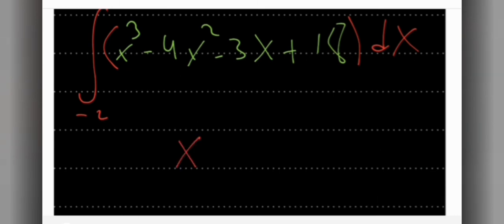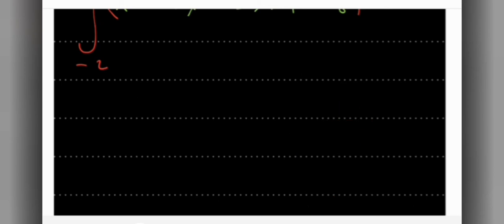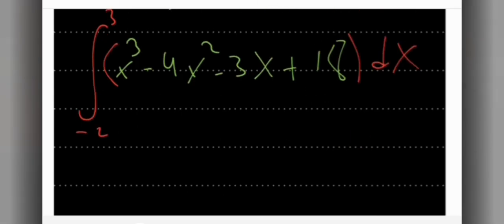notice that we have x cubed. What is the integral of x cubed? It is x to the fourth divided by 4. X squared, it is x cubed divided by 3, right? This is how we integrate it. Now notice that we have a lot of minus signs over here, so be careful to not make a mistake with the minus signs, okay? Do it step by step, okay?